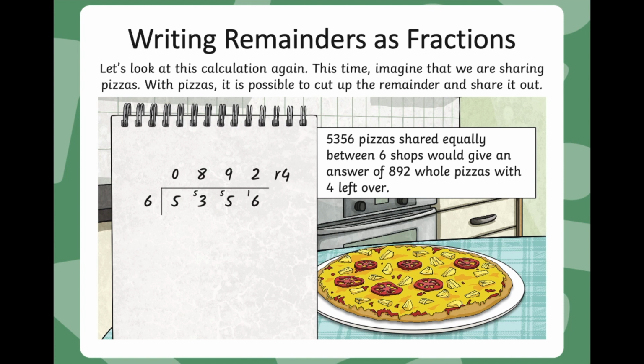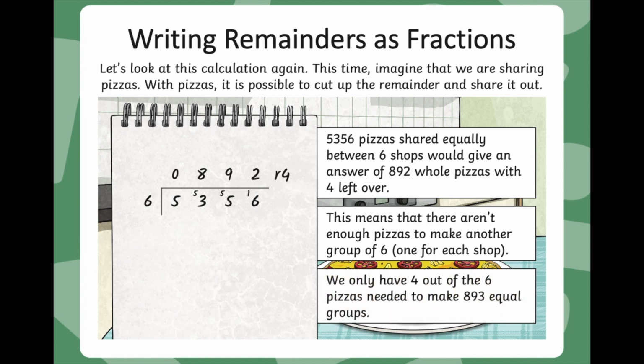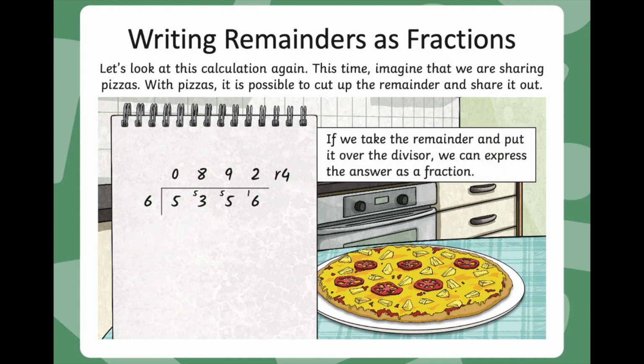5,356 pizzas shared equally between 6 shops would give an answer of 892 whole pizzas with 4 left over. This means there aren't enough pizzas to make another group of 6, which would be 1 for each shop. We only have 4 out of the 6 pizzas needed to make 893 equal groups. If we take the remainder and put it over the divisor, we can express the answer as a fraction. So if you look here, we've got 4 over 6, so we are 4/6 of the way towards another complete group.